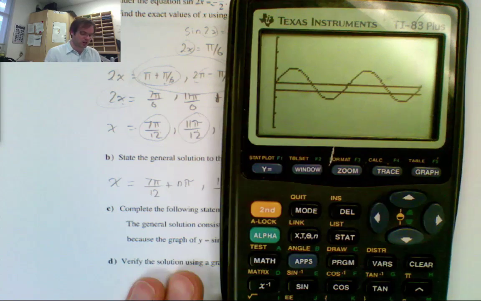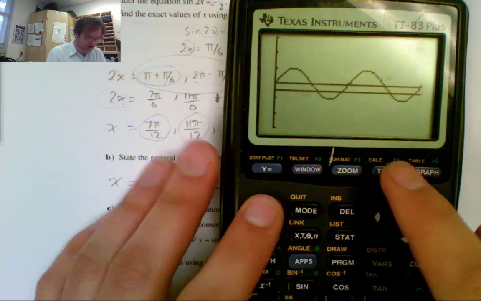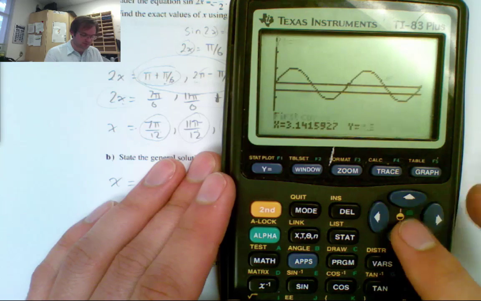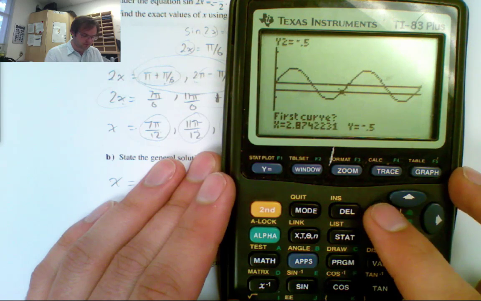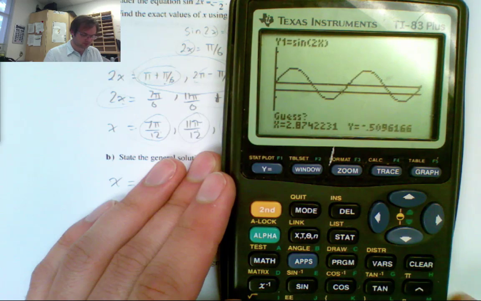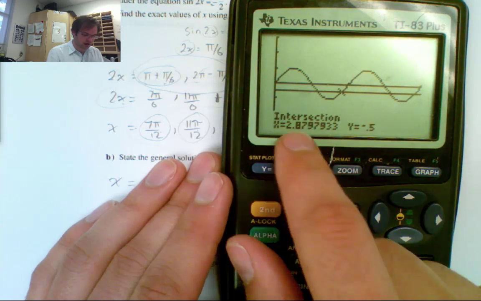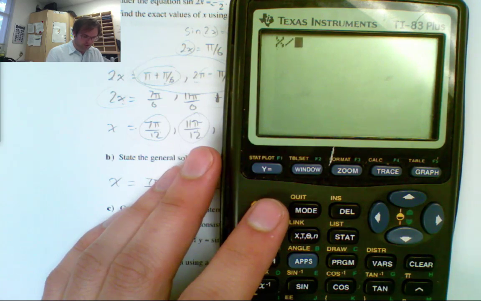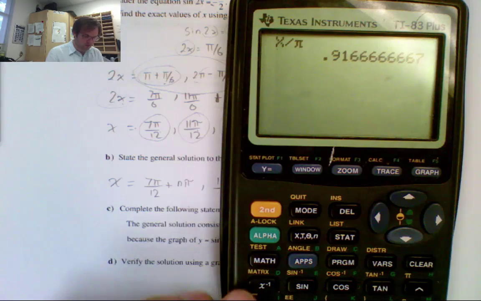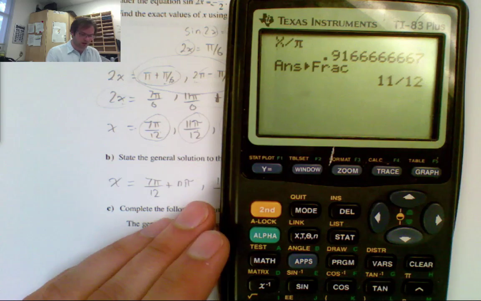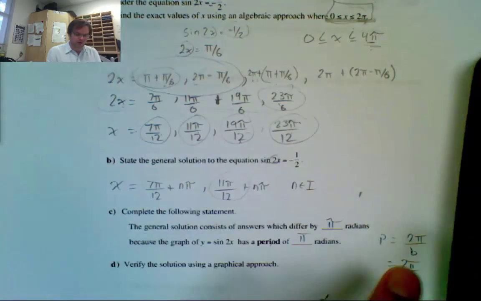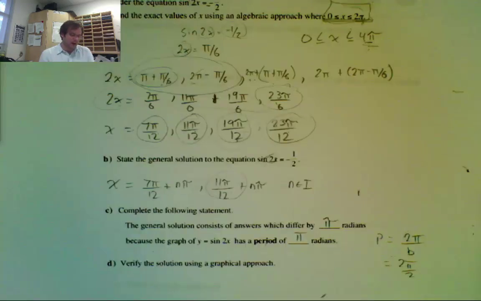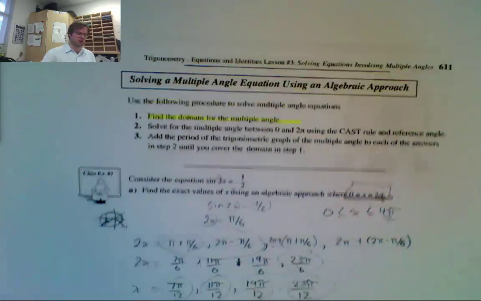Okay, and I'm just going to check to see if our first one works. So I'm going to go second calculate, and we want my intersections. So I'm just going to figure out if my first one works. Enter. So 2.87. So I'm going to go second quit, and I'm going to go x divided by, and go math, fraction, enter. So 11 over 12, so that is the one that we found, which was actually our second one here. So I'm going to assume that it works for both. You could check the other one yourself.